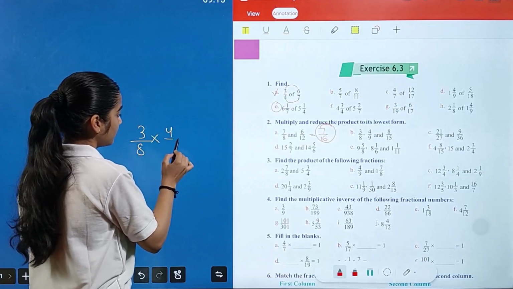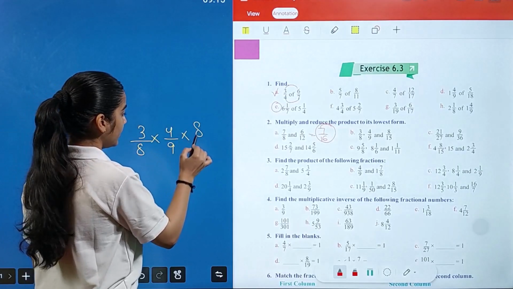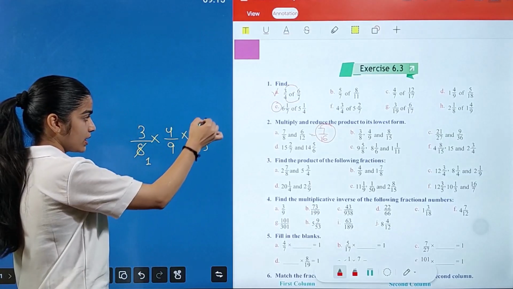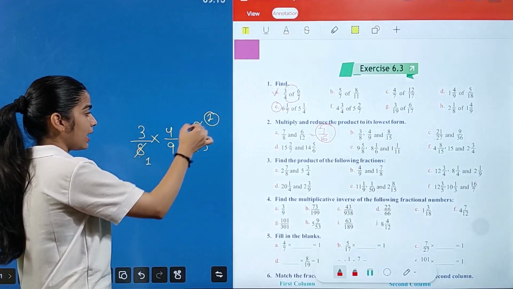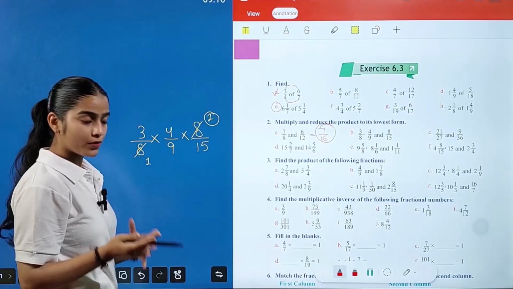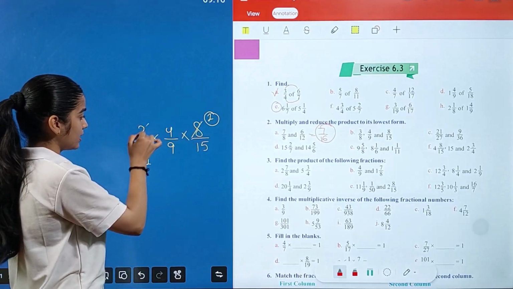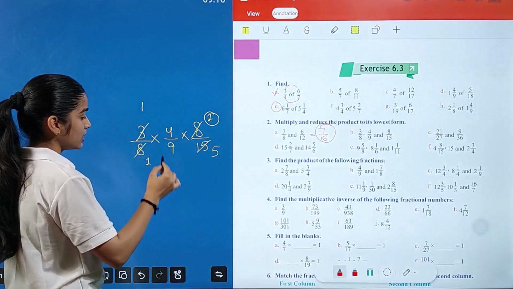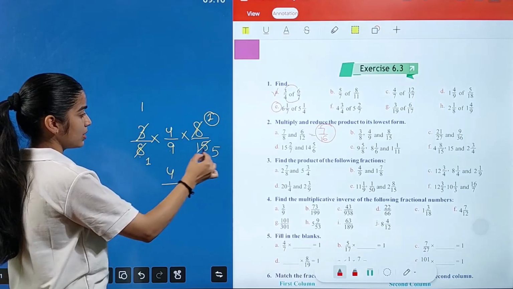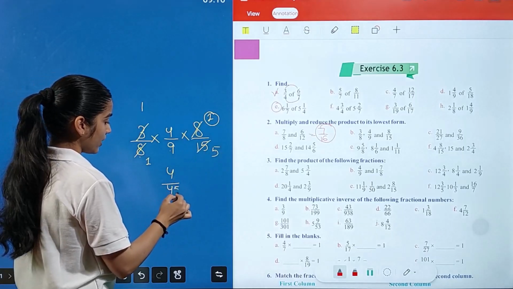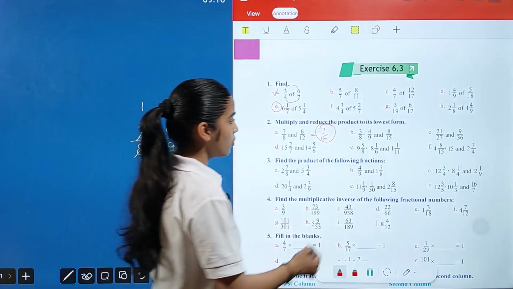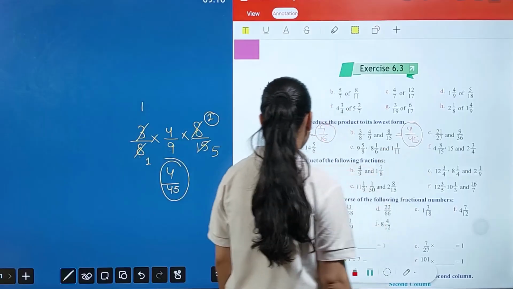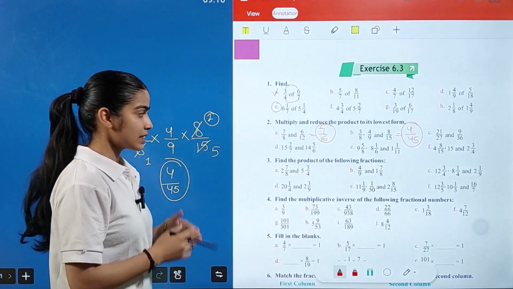multiply 4 by 9, multiply 8 by 15. So in this case, 8 ones are 8, 8 ones are 8, because we know that denominator and numerator have the relationship of division. So 8 ones are 8, 8 ones are 8, 3 ones are 3, 3 fives are 15. Now you just have to multiply 4 and 9 multiplied by 5, 45. This is your final answer, 4 by 45. Okay. Next, you have to do the rest of the question in the same way as I do.